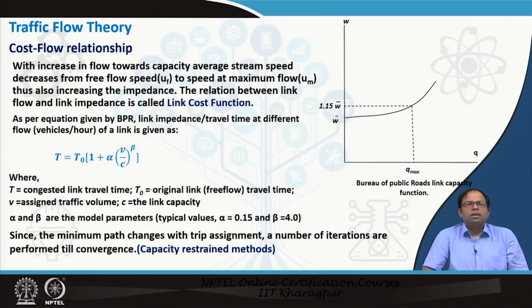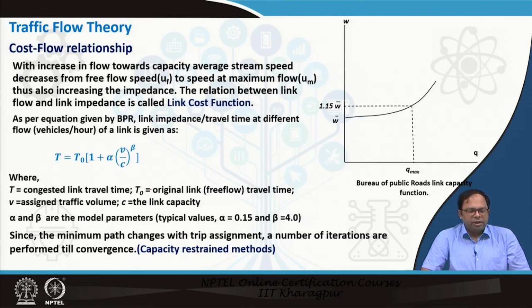Here you can see the cost-flow relationship. We can say that with increase in flow towards capacity, the average stream speed will decrease from the free flow speed UF to the speed at maximum flow UM, and thus also increase the impedance. So the impedance increases gradually, and this relation between link flow and link impedance is called the link cost function.